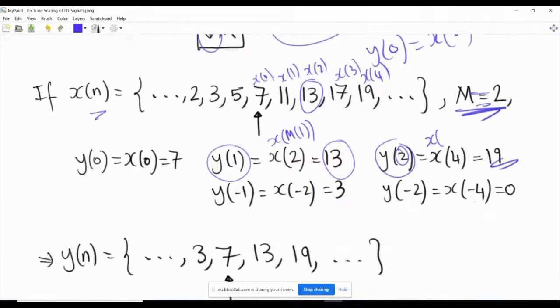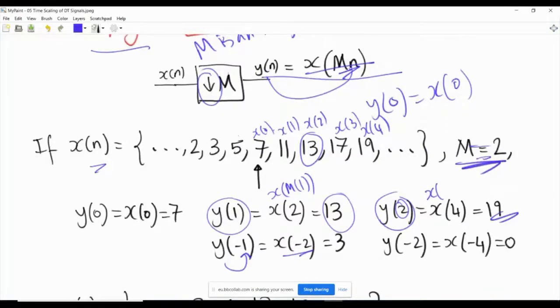Now for negative n, what is y of minus 1? It will be x of minus 1 times 2, so it's x of minus 2. Where is this? This is x of minus 1, this is x of minus 2. So it is equal to 3, and so on and so forth. So if you just blindly apply the formula, it is the operation of compression.